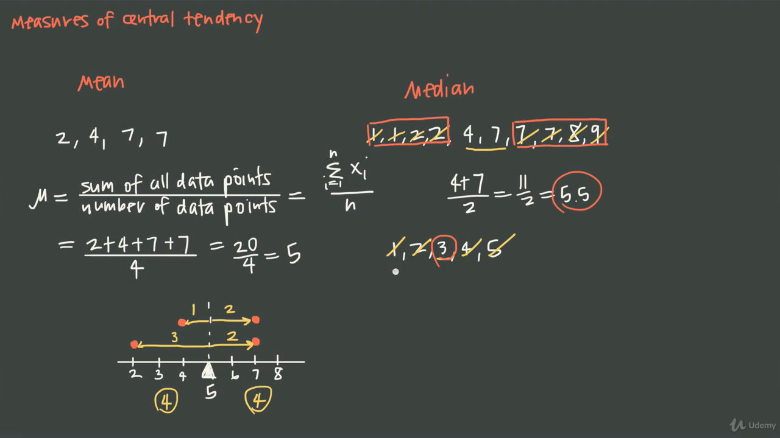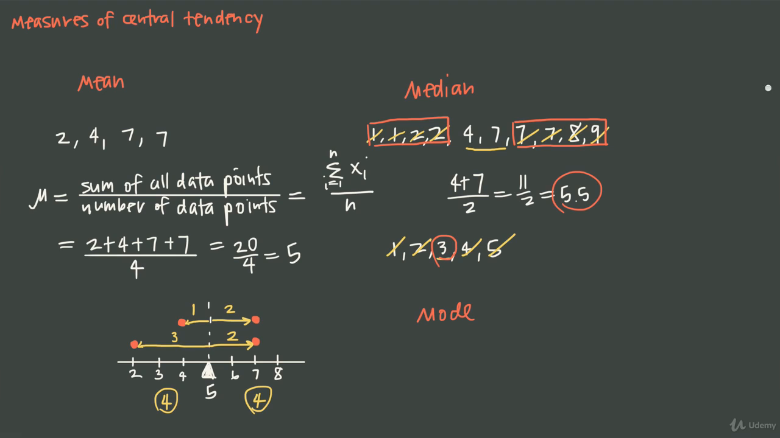The last measure of central tendency, and this is probably the easiest one, is the mode. This is just another way to measure the tendency of the data. And mode is simple because it's just the number that occurs in our data set most often.